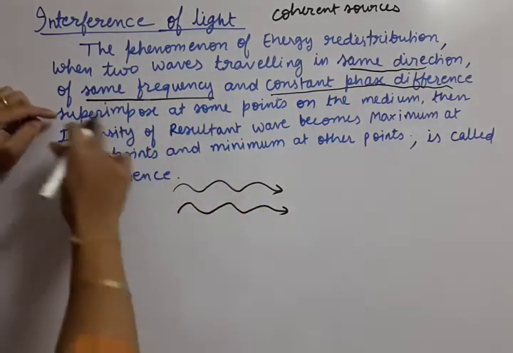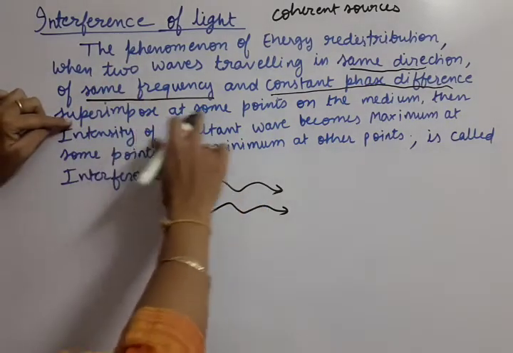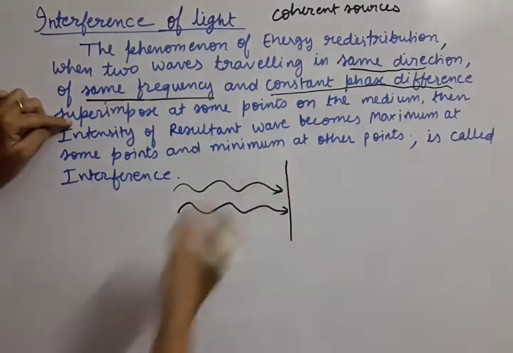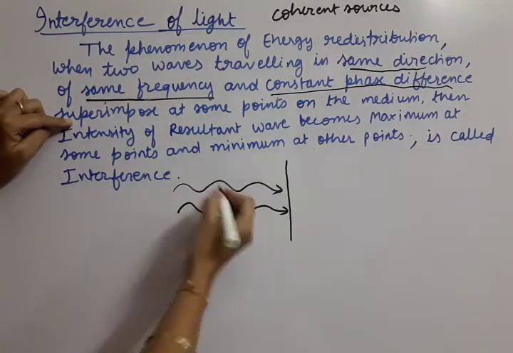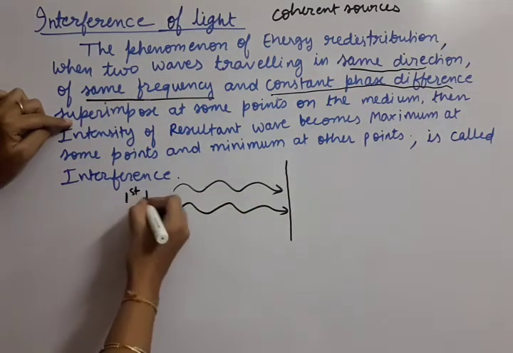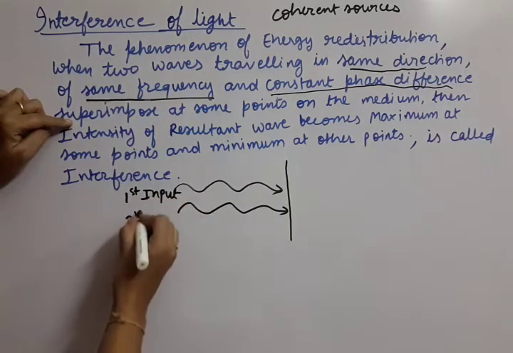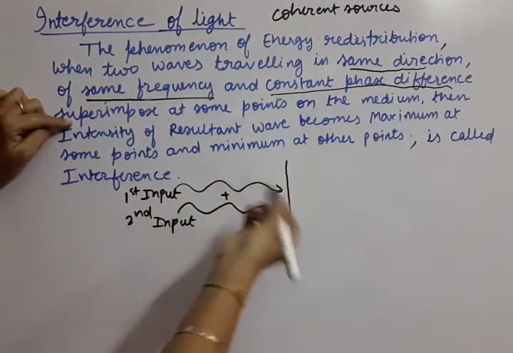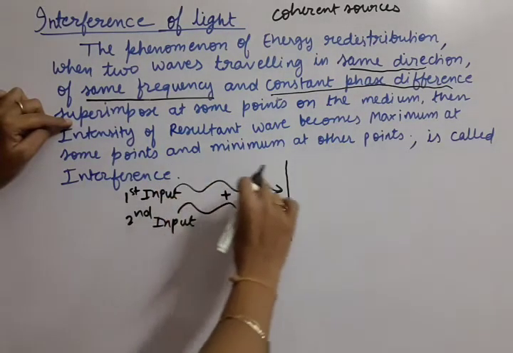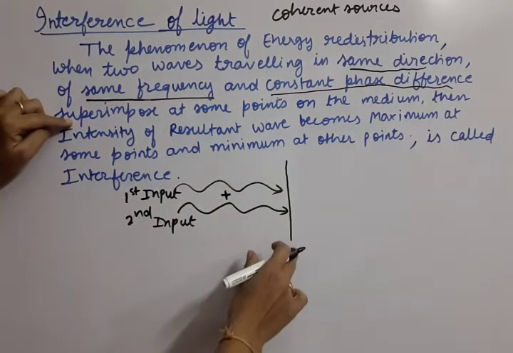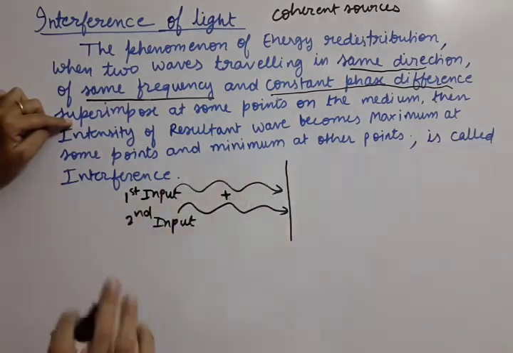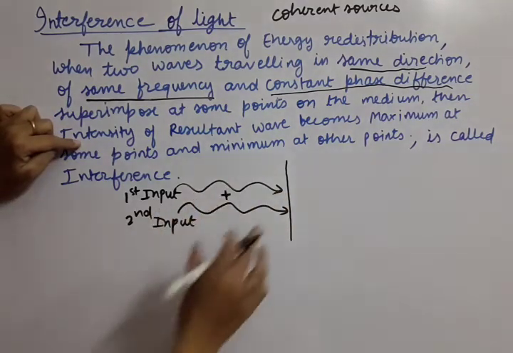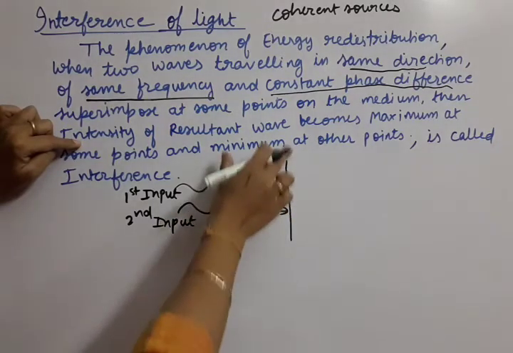So what happens now when these two waves superimpose at some points on the medium? Medium means, suppose we are keeping here a screen. And what happens? This is our first input wave, and this is our second input wave. And we want to merge them, that means superimposition in proper words. So suppose we want to mix the two waves, so we will be keeping here a screen, there the two waves will merge. And what we will see now, when first and second wave will merge, they will give a resultant wave here on the screen.